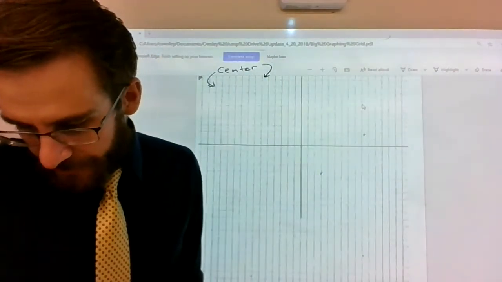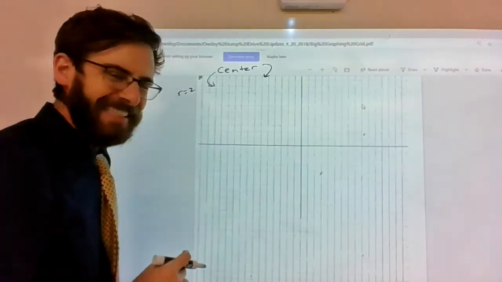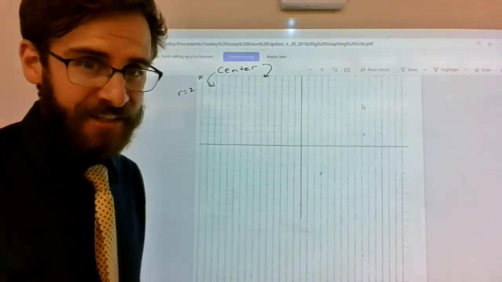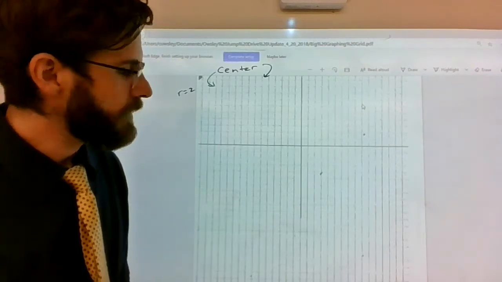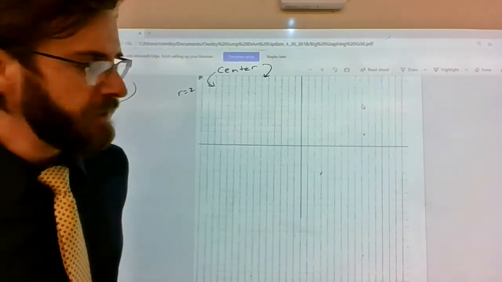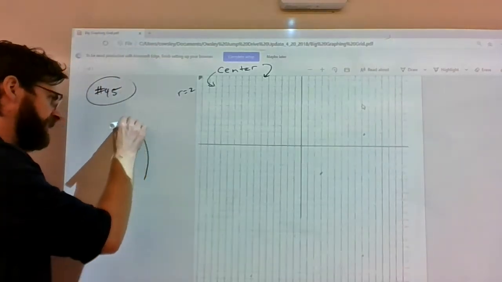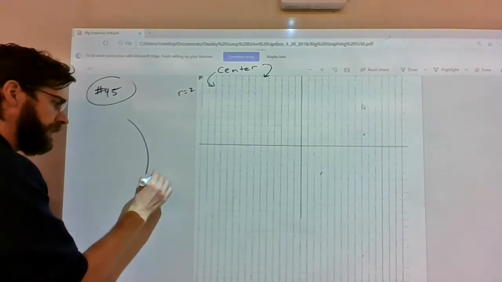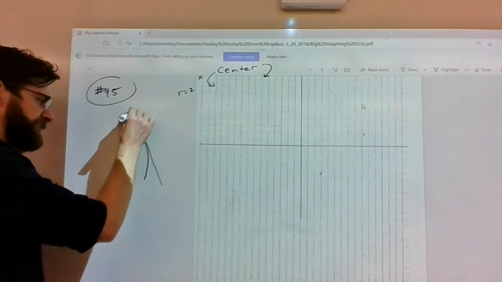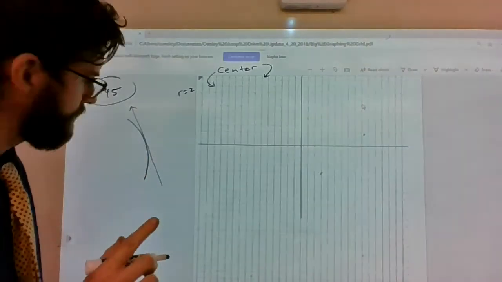It also says that it's got a radius of 2 and that it's tangent to both axes. Now, I don't know if you're familiar with tangents from Math 2 or Math 3, but a tangent is basically, if you've got a curve like this, a tangent touches that curve pretty much at just one spot, okay?